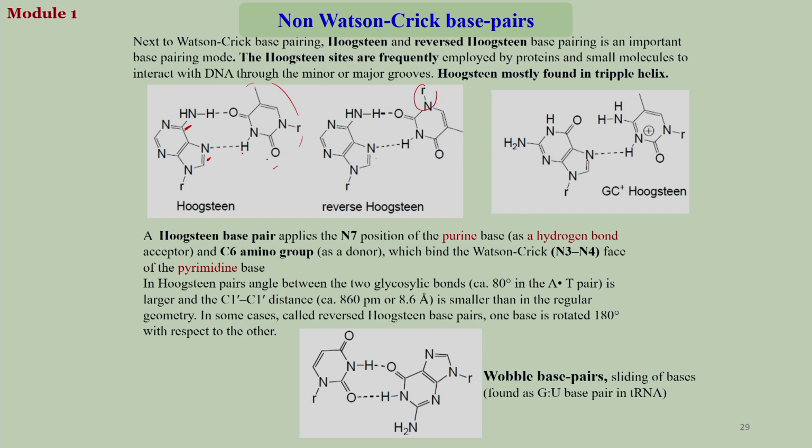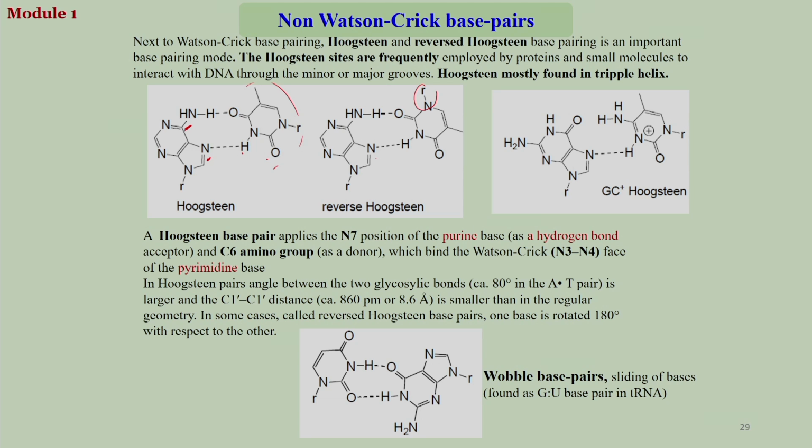GC Hoogsteen and GC plus Hoogsteen, cytosine sometimes exists as C plus, and then it can undergo hydrogen bonding in a Hoogsteen mode. Hoogsteen mode means again the 5-membered ring is involved. So, this is called the GC plus Hoogsteen. The details of this kind of hydrogen bonding are actually written here. So, you can go through it.